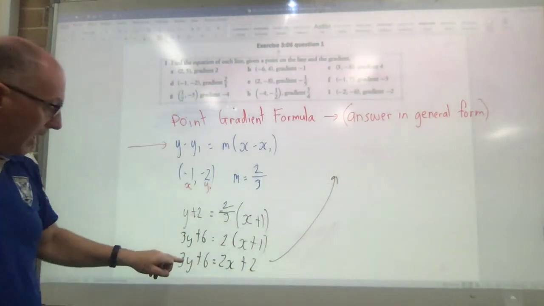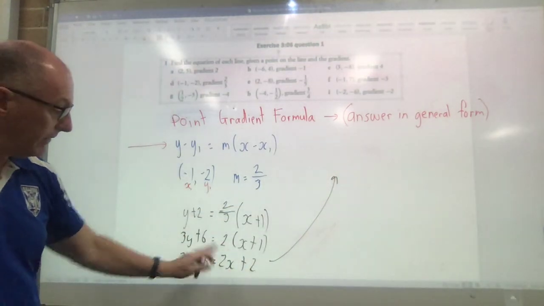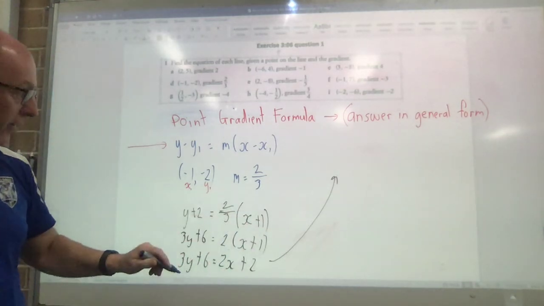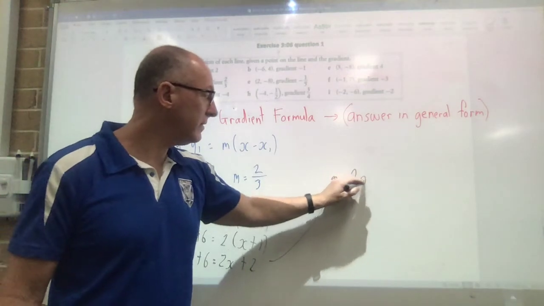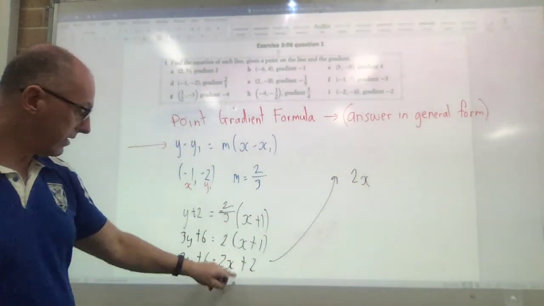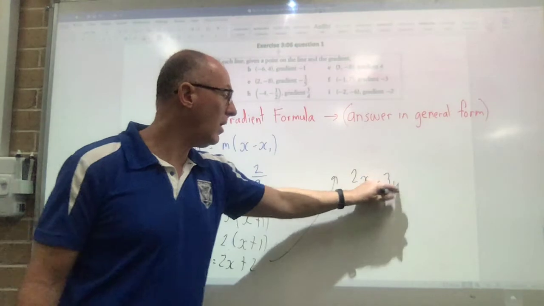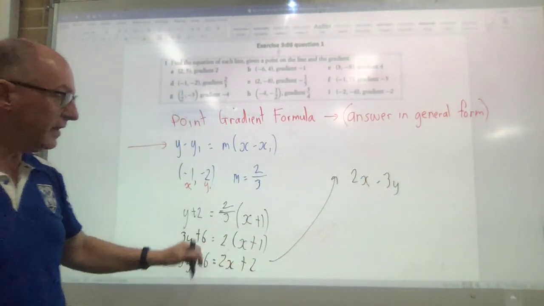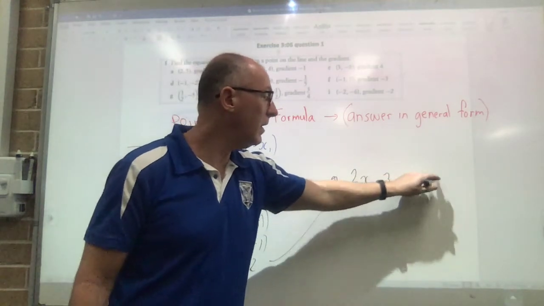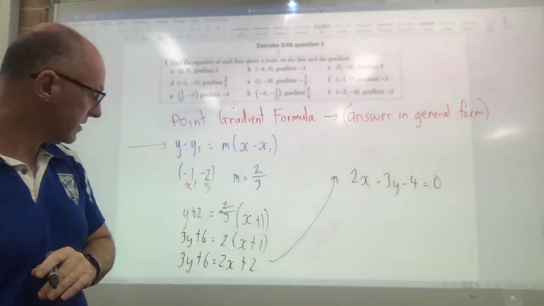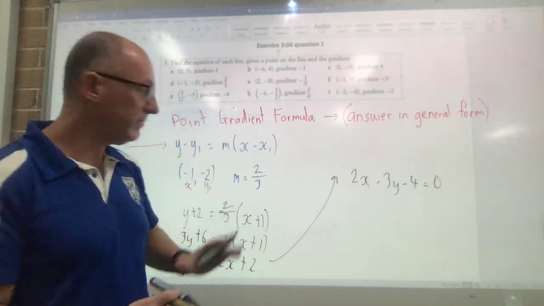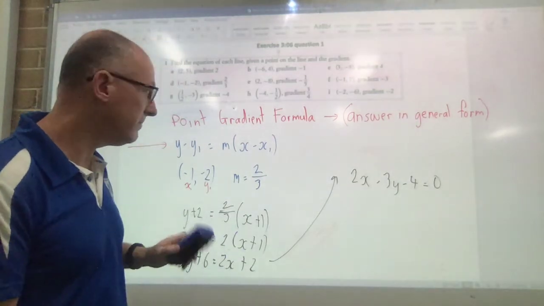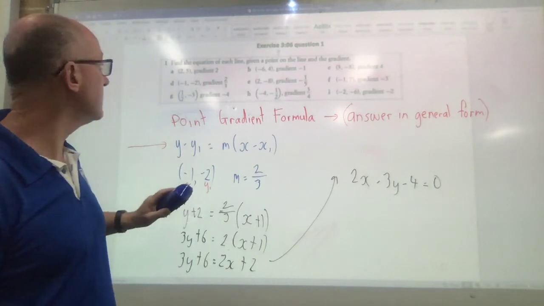But x is positive, so I'll leave the x where it is and I'll move everything else across. Move the 3y first, and we get 2x. Move the 3y across, minus 3y. Subtract the 6 across, so 2 take away 6 is minus 4, equals 0. And there's our solution to that. Hopefully I haven't made any mistakes. Anyway, so there's question D.